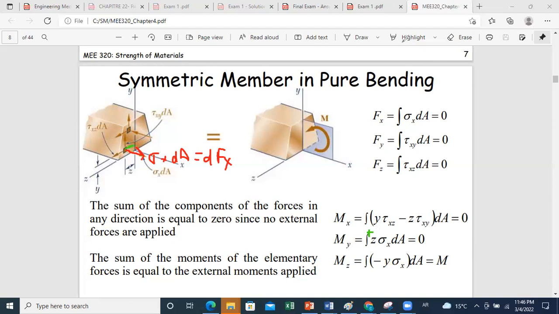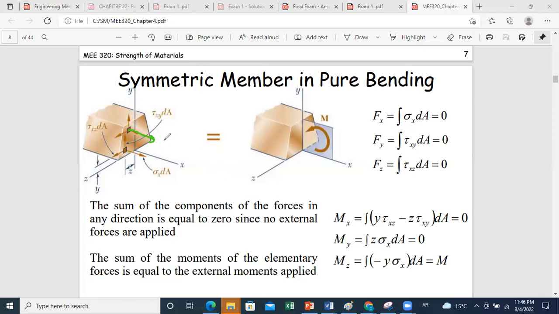Finally, for the moment about z, similarly, shear stresses along y and shear forces along y and z cannot produce any moment about z, because shear forces along z are parallel to the axis, and shear forces along y are intersecting the axis, so no moments are created by these forces. You just have the moment created by the normal forces, and normal forces are due to the normal stress.